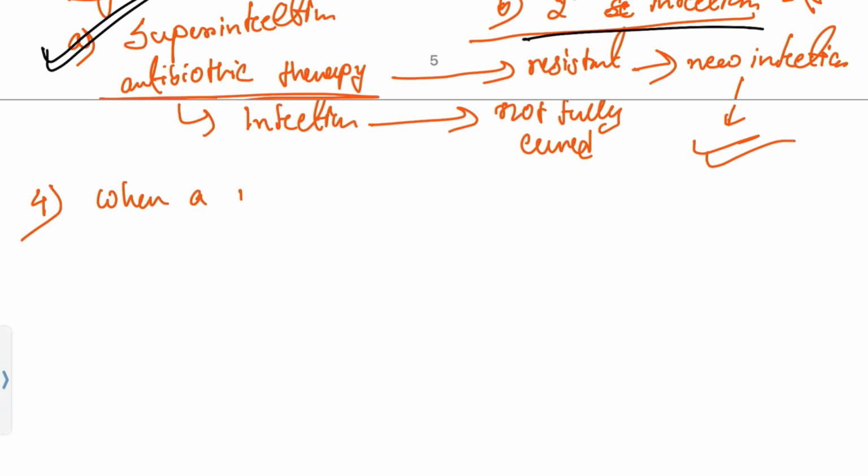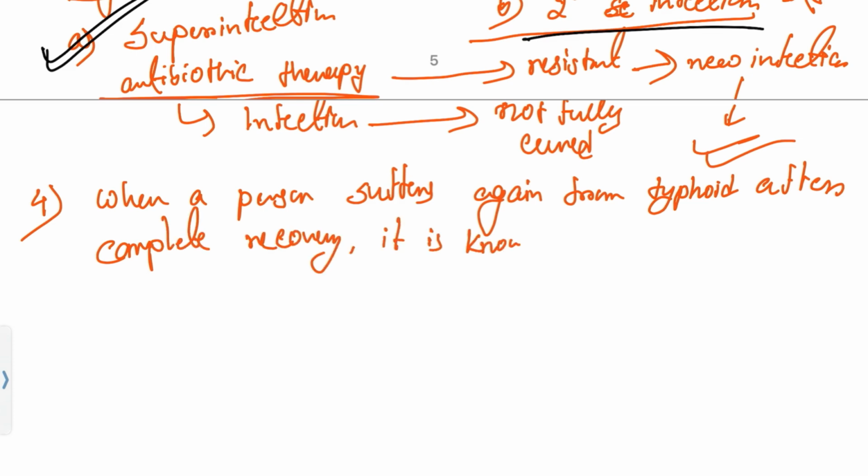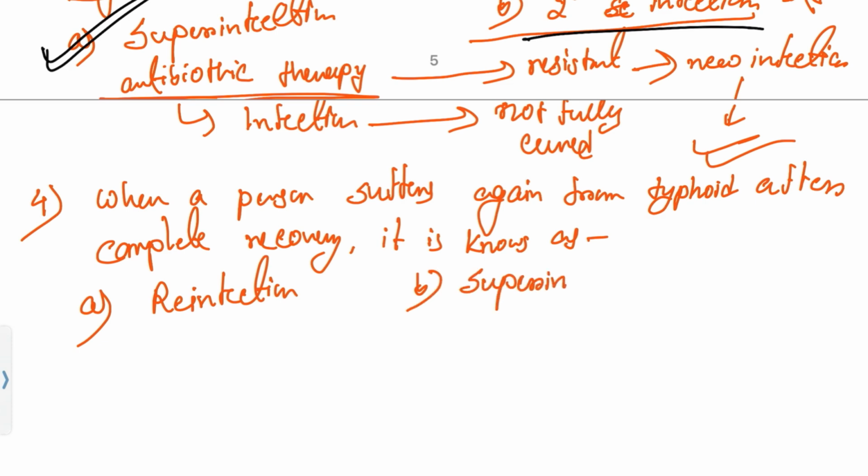When a person suffers again from typhoid after complete recovery, it is known as: option A is reinfection, option B is superinfection. Let's give these two options. Now what will be the answer according to you?